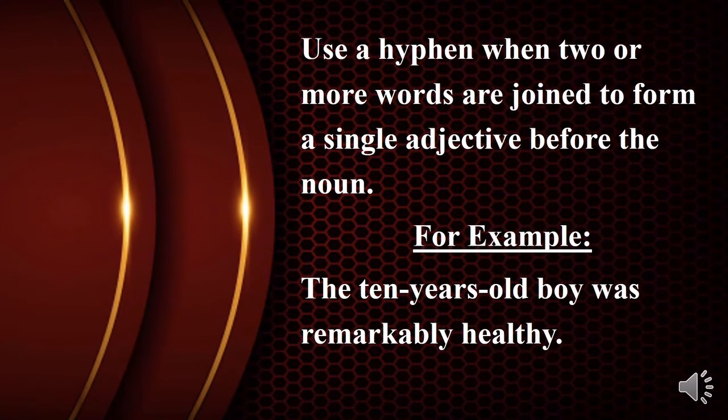Use a hyphen when two or more words are joined to form a single adjective before the noun, which means that we can use a hyphen when two or more words are joined to form a single adjective which is placed before a noun. Observe the following example here for better understanding. The ten-year-old boy was remarkably healthy. Here ten-year-old is an adjective, so we have used a hyphen between them.